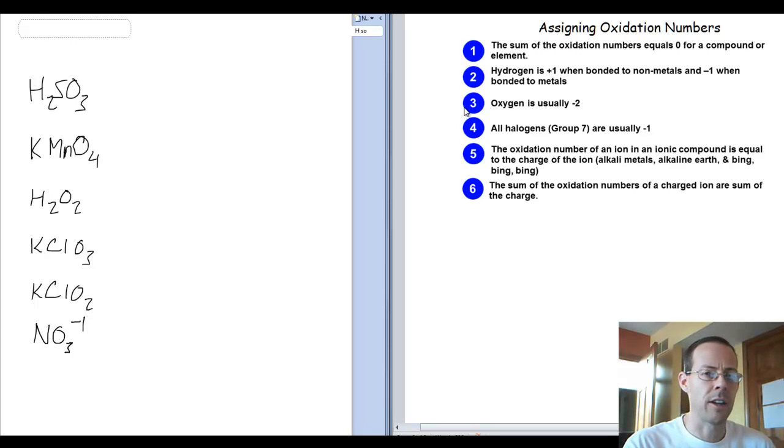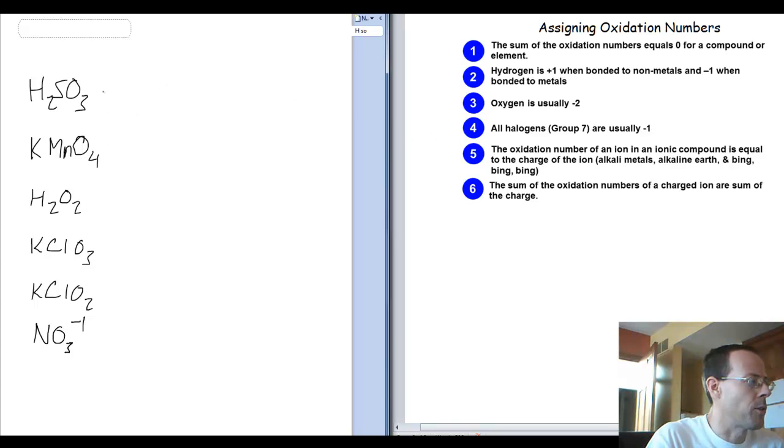We want to assign oxidation numbers so that in the upcoming days we can tell whether something's being oxidized or reduced, whether it's losing electrons or gaining electrons. So we need to know what the oxidation number is so we can compare it on the reactant side to the product side of our equation. So, if we go over here, we're going to assign oxidation numbers for the 3 elements in this compound. We want an oxidation number for hydrogen, for sulfur, and for oxygen.